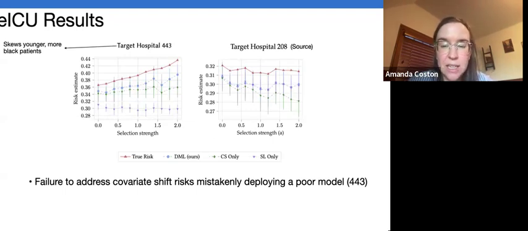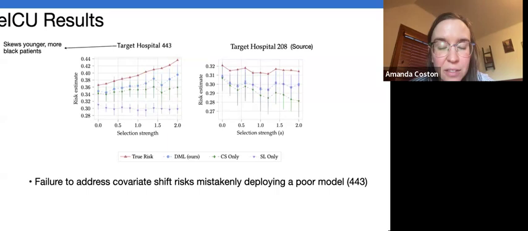Okay, so here are some results. And just to orient us, the panel on the right is the source hospital. This was one that was chosen to be roughly representative of the average hospital in the population data set, in the eICU data set. And then here on the left-hand side, target hospital 443 is one that has a patient population that tends to be younger and consists of more Black patients than the source population.